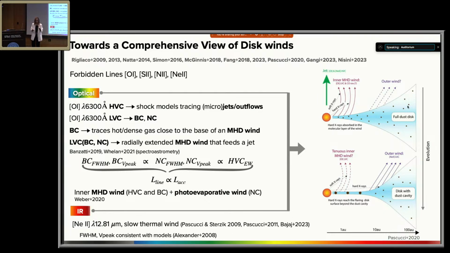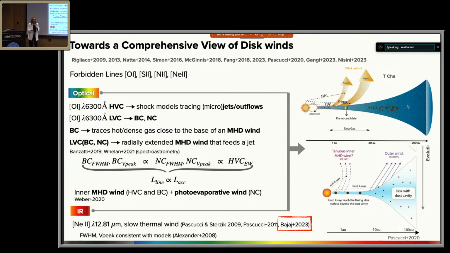So you expect a change in the oxygen 1 with the cavity. And this is also confirmed and demonstrated by a recent work from Baja. This is actually 2024, from just a couple of weeks back. They observed T Cha, which Nicole was talking about, with JWST, and they actually resolved the neon 2 line, and they confirmed that this wind is coming from the outer part, and it's a thermal wind.